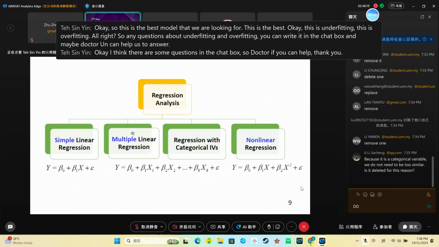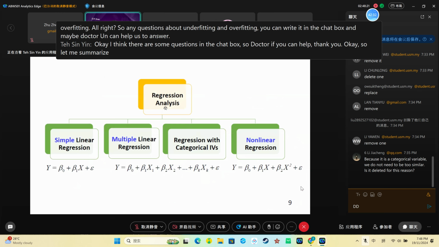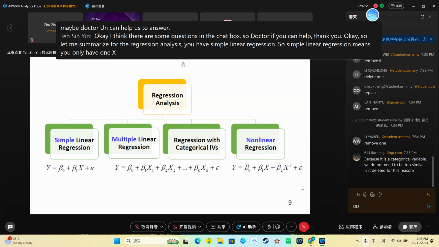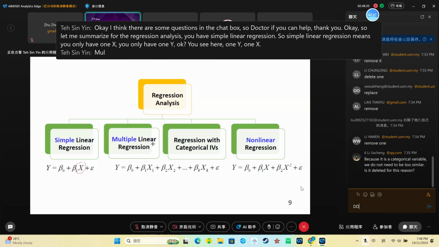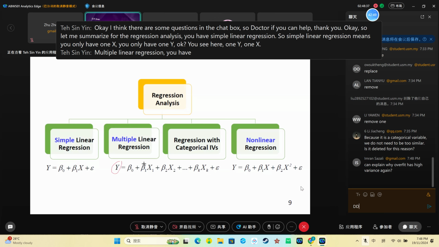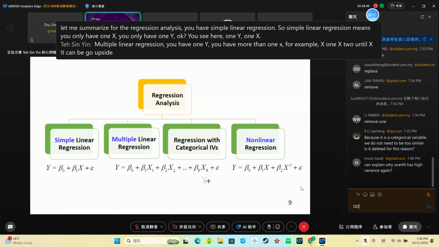Okay, so let me summarize the regression analysis. You have simple linear regression. Simple linear regression means you only have one X and one Y. You see here, one Y, one X. Multiple linear regression, you have one Y and more than one X, for example X1, X2, and so on. It can go up, but as I said in our syllabus, normally we just go up to X4.